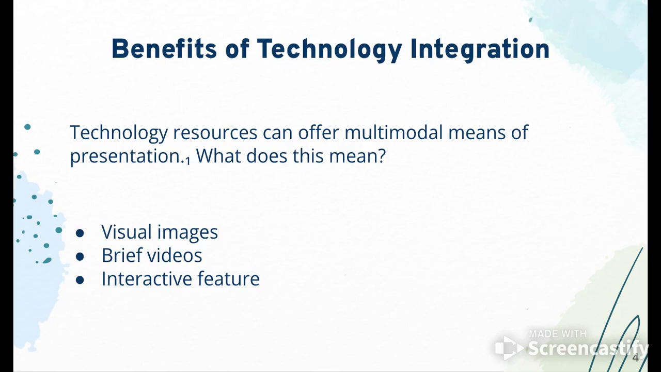A mode is a means of communicating. Multimodal means something uses multiple modes of communication. The 5 modes of communication are visual, linguistic, spatial, oral, and gestural. A multimodal presentation uses multiple modes to communicate information. For example, an infographic uses both visual and linguistic modes to communicate, meaning both words and images, while a video would use even more modes, potentially all 5. Visual images, brief videos, and interactive features can broaden English learners' capacity to comprehend academic content by providing diverse modes of presentation.